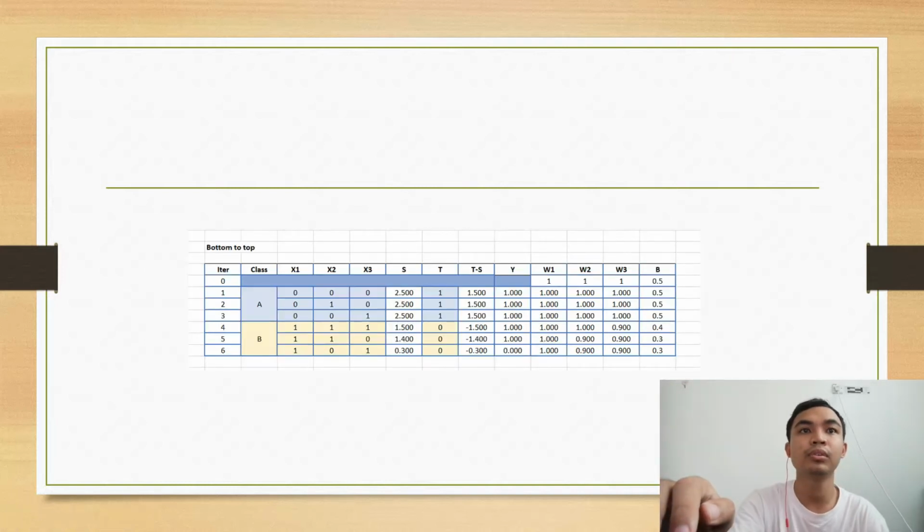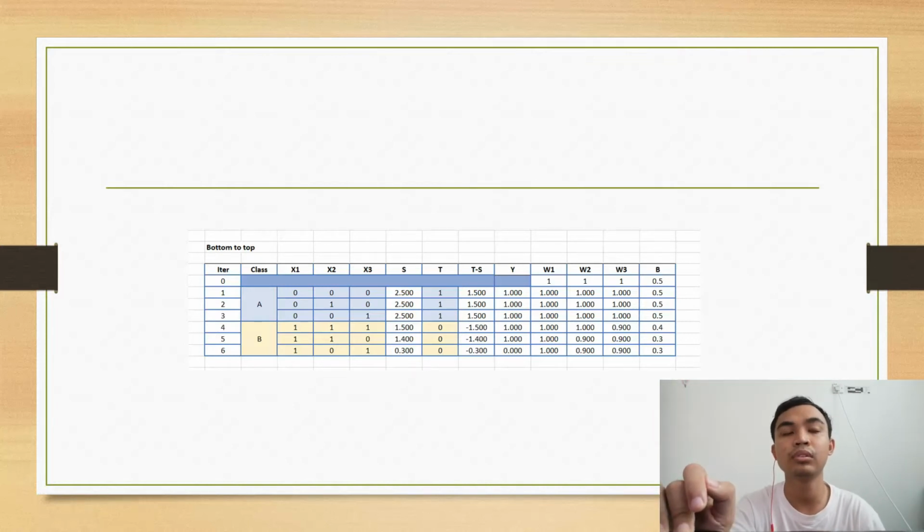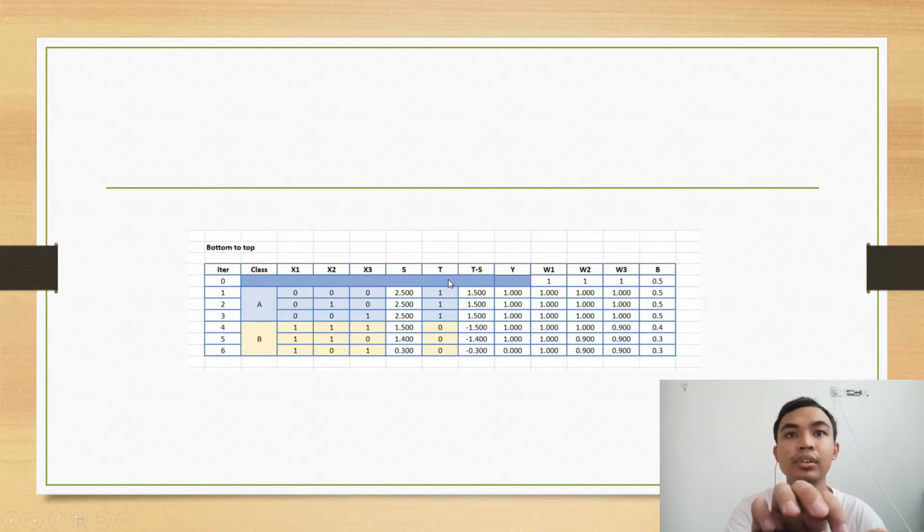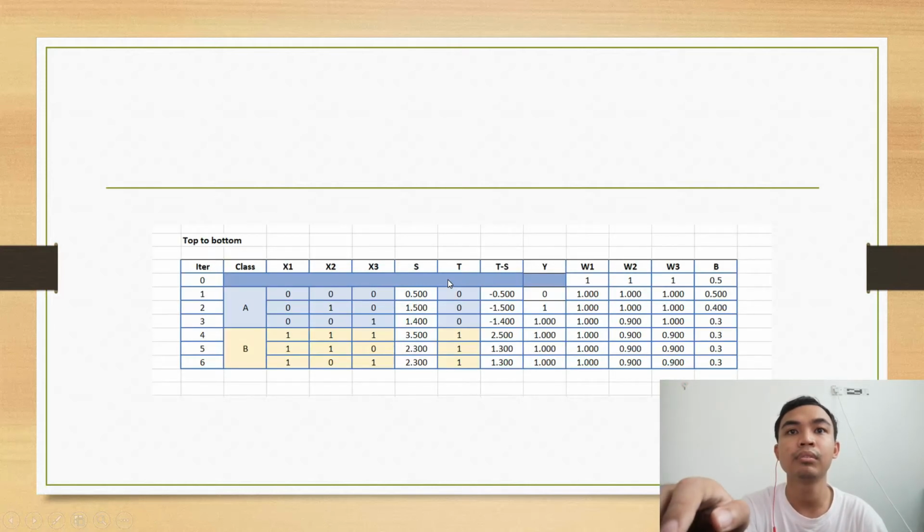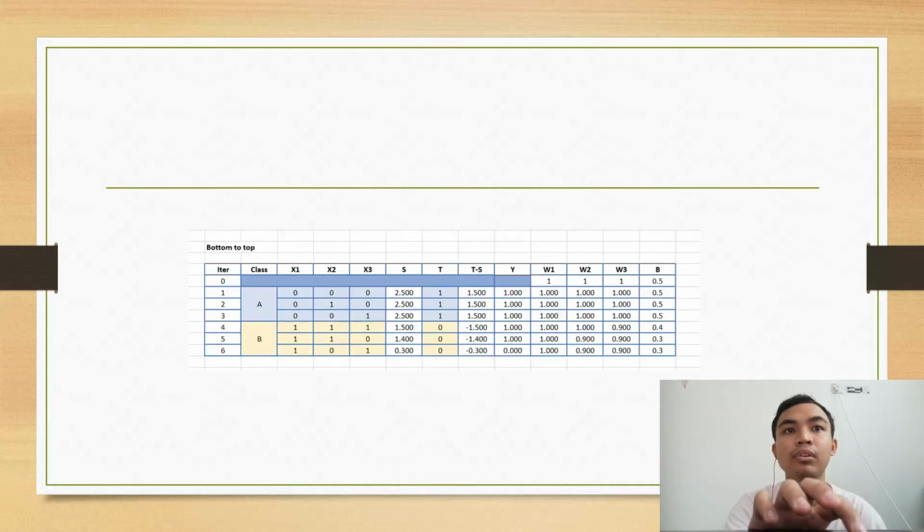So next we go to bottom to top. Bottom to top is the same as top to bottom, but the values of t are different. Before this, the value of t was from 0 to 1, and for this one it will be 1 to 0. So we do the same formula and the same calculation, same as top to bottom.